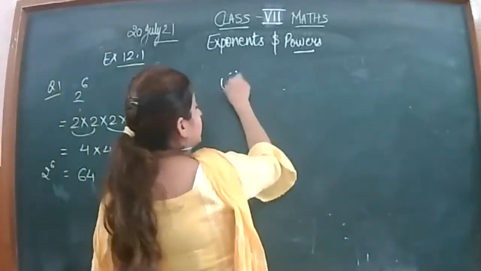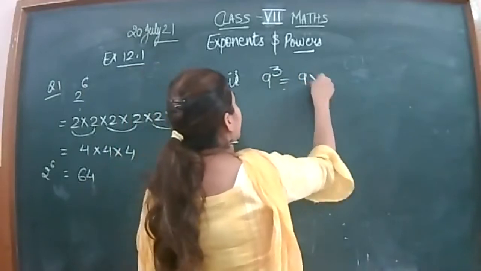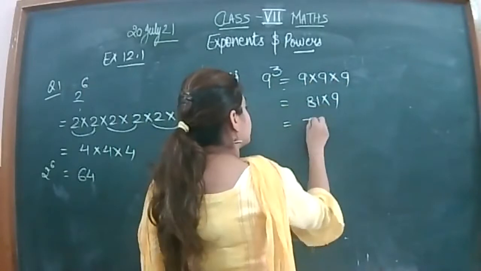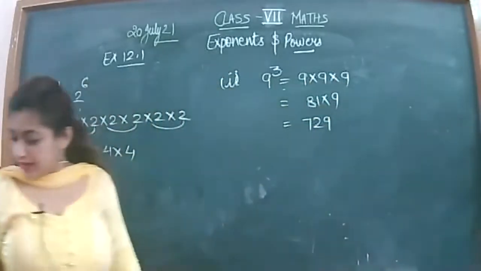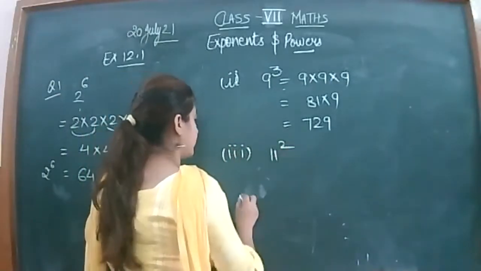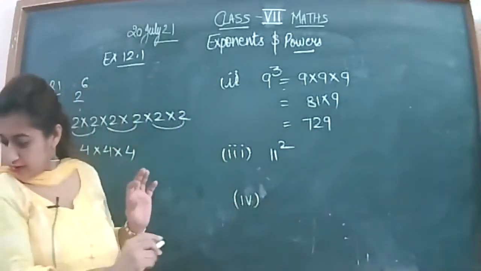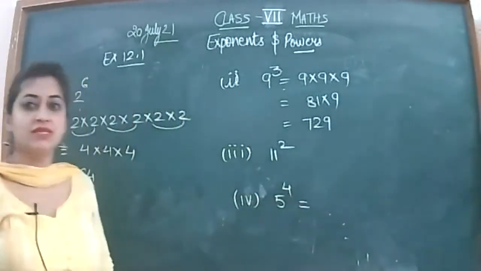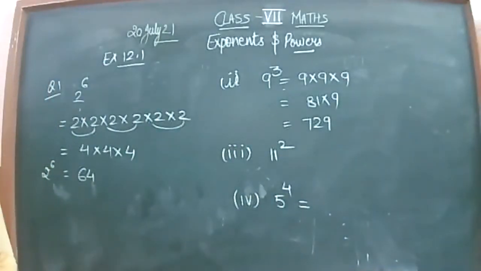Second part is 9 cube. So you will write 9 three times. Next is 11 square. Hurry up, solve this. Write 11 two times. 11 into 11 is 121.